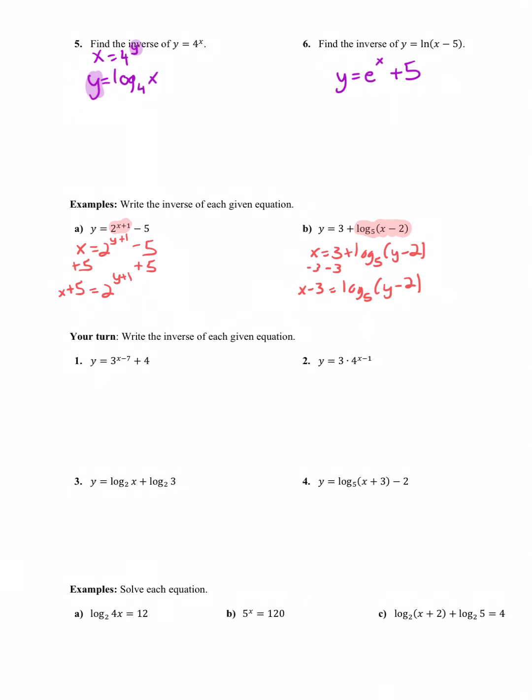So now I can change forms and say, okay, base 2 becomes the base of my logarithm. And I'm solving for the exponent. The exponent in this case is y plus 1. On the other one, the exponent is x minus 3. So that becomes 5 to the x minus 3 power equals y minus 2. So these ones are a little bit trickier because we have to do a step before we can start changing forms.